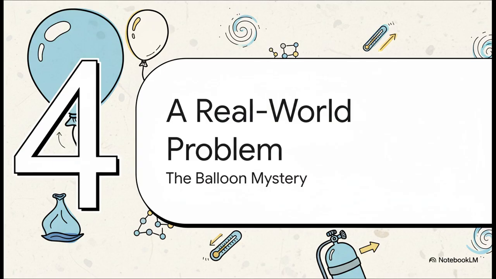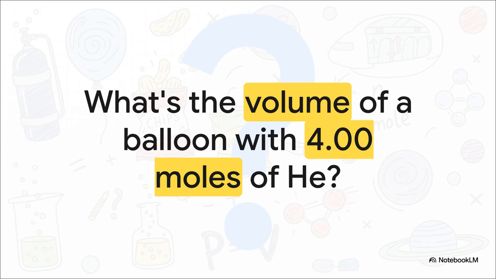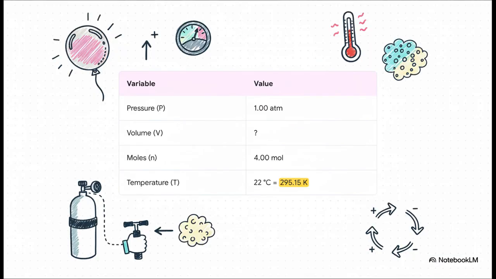Oh, absolutely. Let's solve the mystery of our party balloon. So here's our challenge. We're filling a balloon with 4 moles of helium. We know the room's pressure is pretty standard, and we know the temperature. The only thing we don't know is, how big is this balloon going to get? Let's use our formula to find out. Okay, let's lay out what we know. The pressure, P, is 1 atmosphere. The amount of gas, n, is 4 moles. The temperature, T, is 22 degrees Celsius. Oh, and remember, we have to convert that to Kelvin, so that's 295.15 K. The only unknown left is the volume, V.